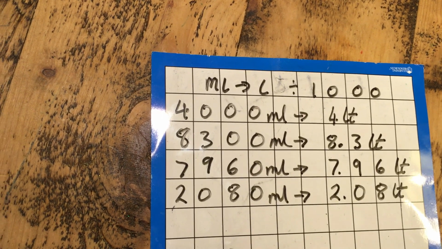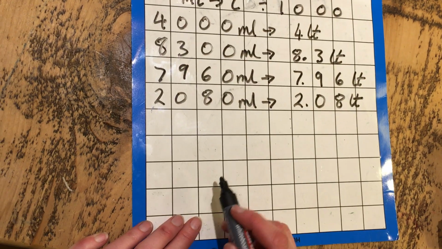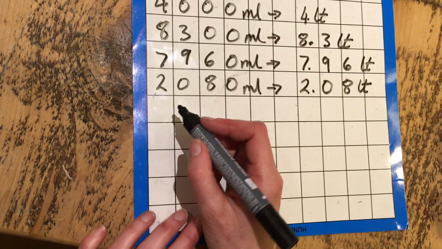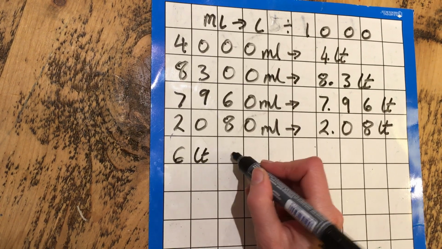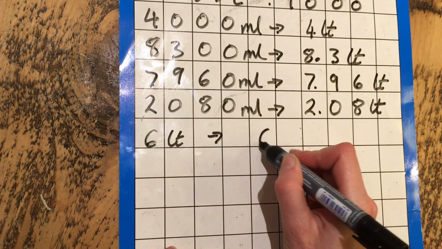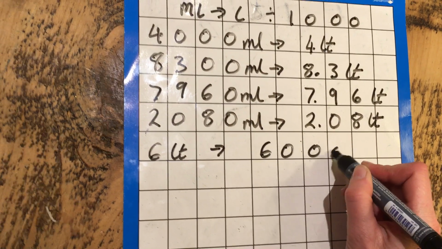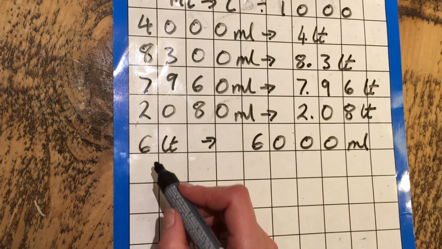Going the other way, we're going to go from litres to millilitres. So this time, think if we divided there, what you're going to do this time. And we're going to start with 6 litres. That becomes 6,000 millilitres because you're now multiplying.